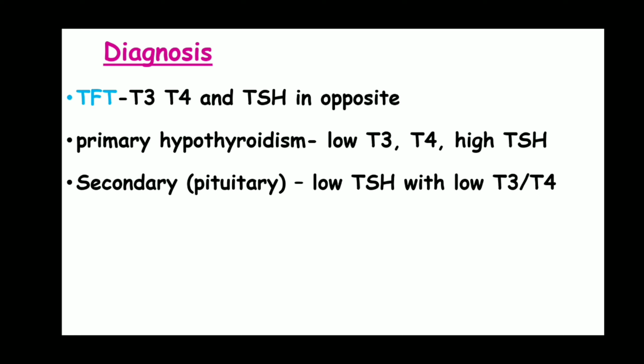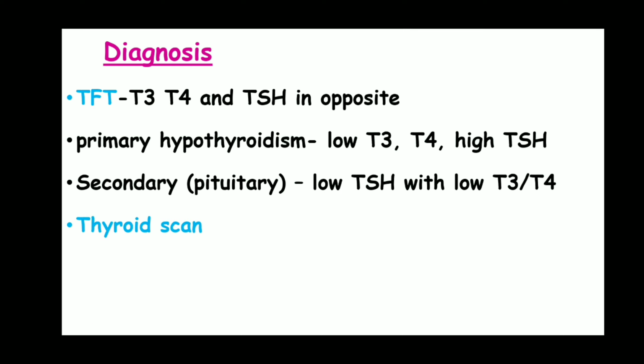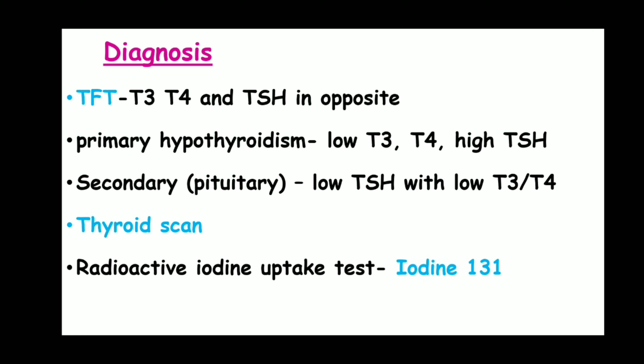But what about the secondary? If it is secondary, T3, T4 is low because TSH is low. And then you can guess the problem is not with the thyroid; the problem can be from the pituitary. So this is how you will diagnose it. Other things you can do are a thyroid scan or a radioactive iodine uptake test. Remember the isotope we are using is iodine 131.